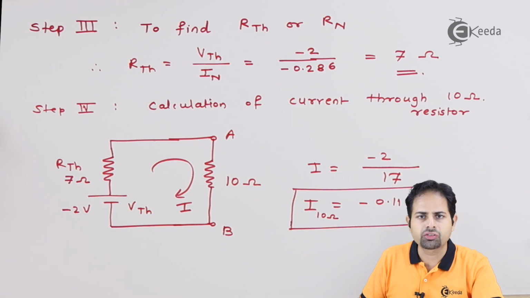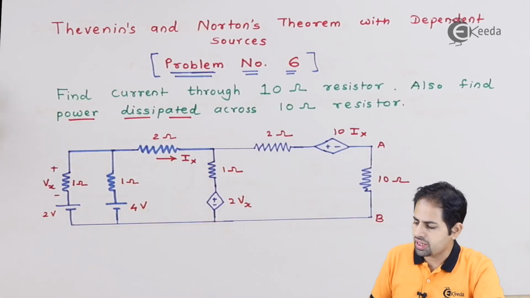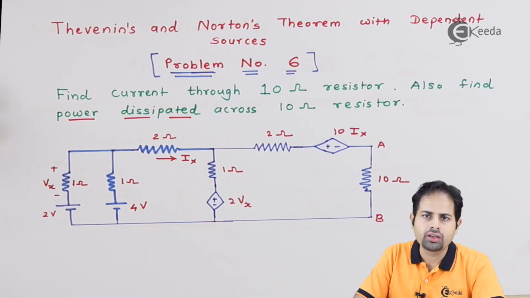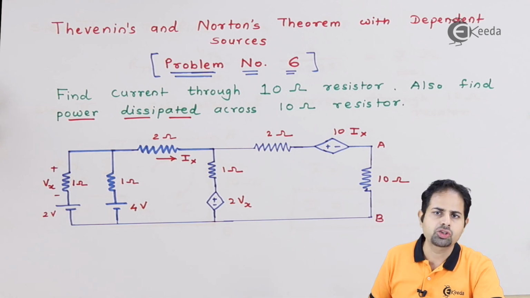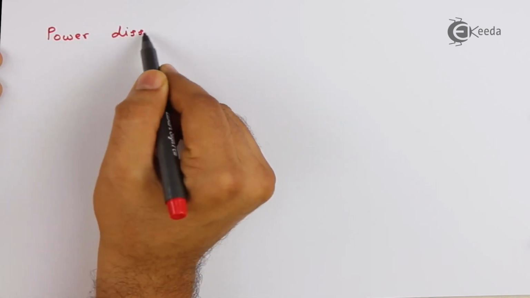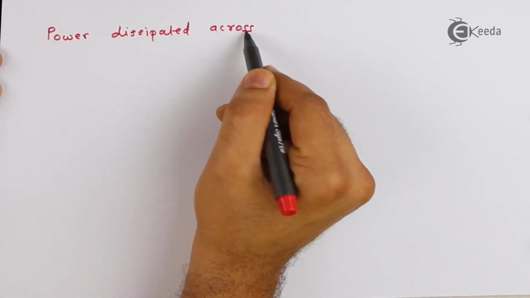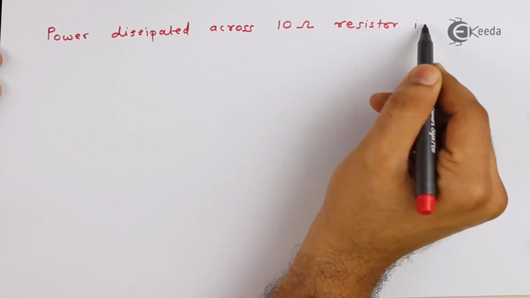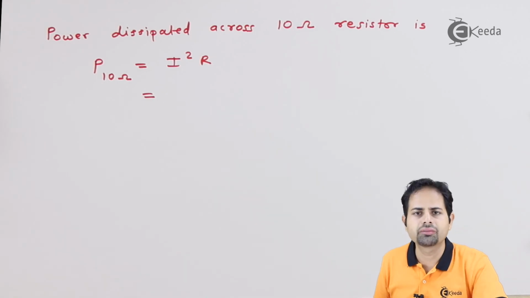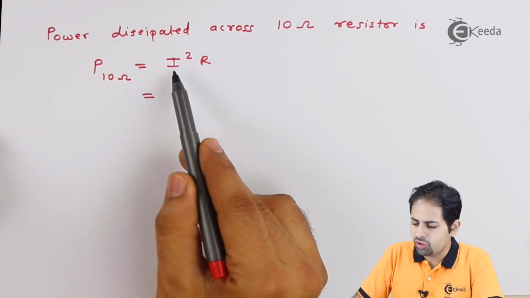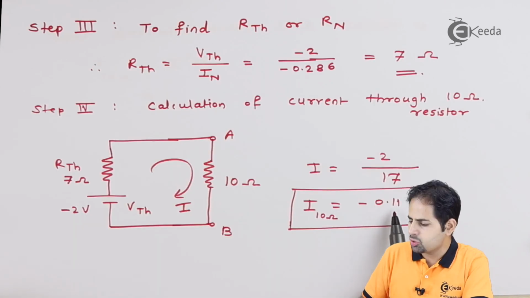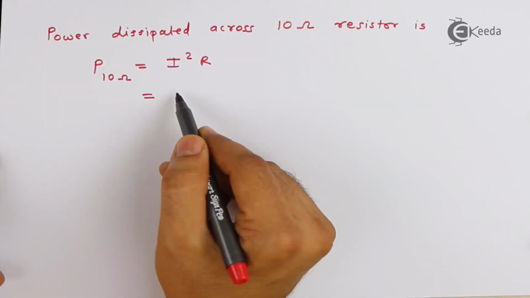Now you'll see the next part of question. Power dissipated across this 10 ohm resistor. And we know that formula of power is I square into R. We know the value of R. We know the current through it. So power dissipated is I square into R. We'll calculate. And this I is nothing but the value of current which we just got. We'll see that value, minus 0.11 ampere, which we will substitute there.